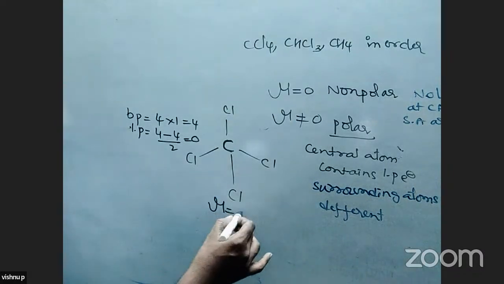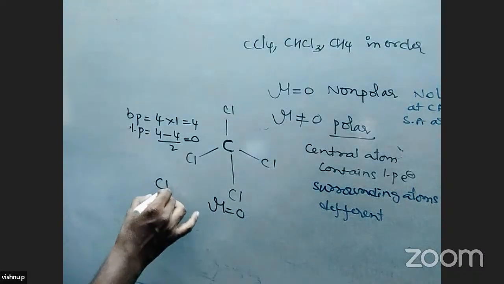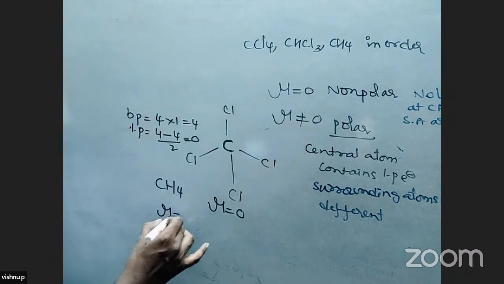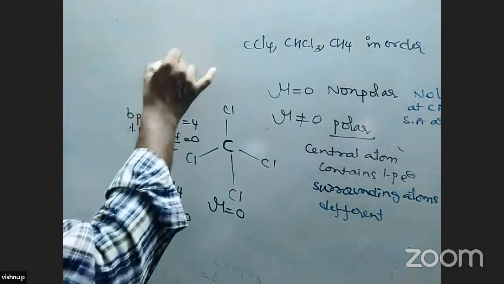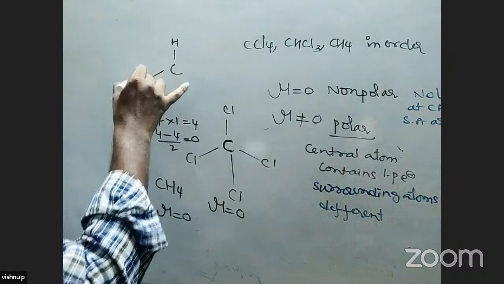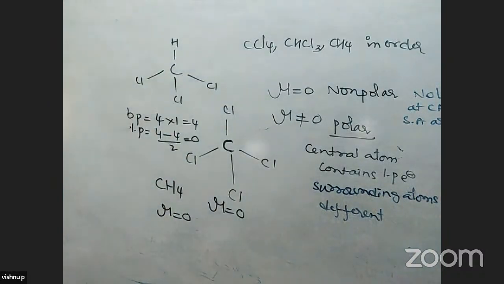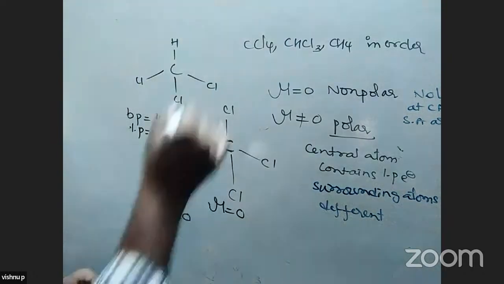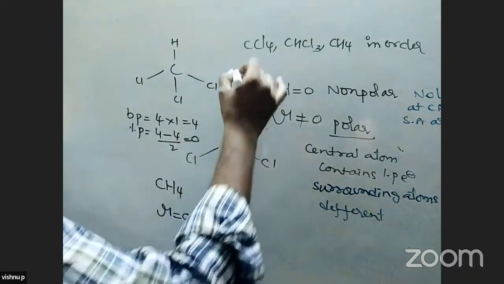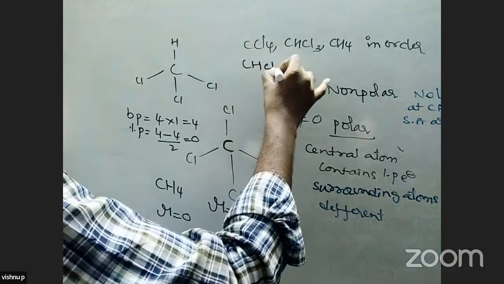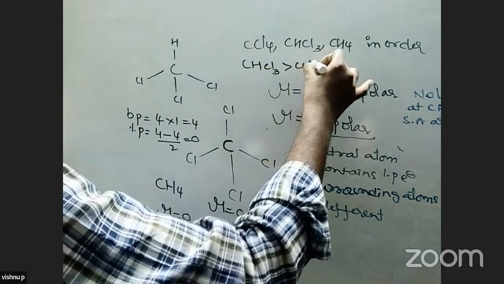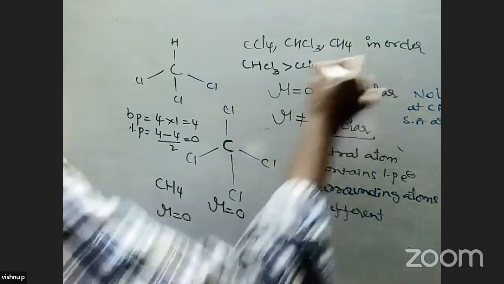So mu is equal to 0. In the same way CH4 also, mu is equal to 0, but in CHCl3 the surrounding atoms are different, so it shows a dipole moment. So, what is the order of dipole moment? CHCl3 greater than CCl4, which is equal to CH4.